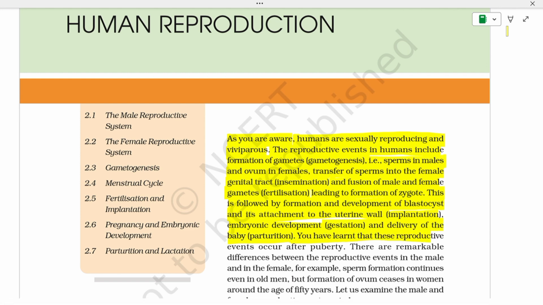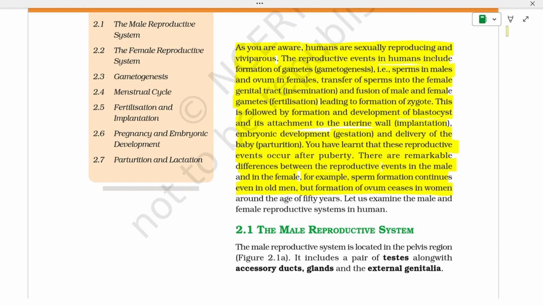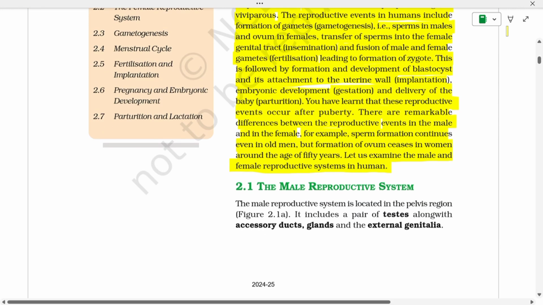You have learned that these reproductive events occur after puberty. There are remarkable differences between the reproductive events in the male and in the female. For example, sperm formation continues even in old men, but formation of ovum ceases in women around the age of 50 years. Let us examine the male and female reproductive systems in humans.